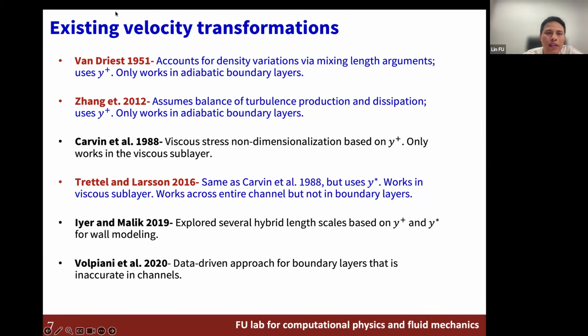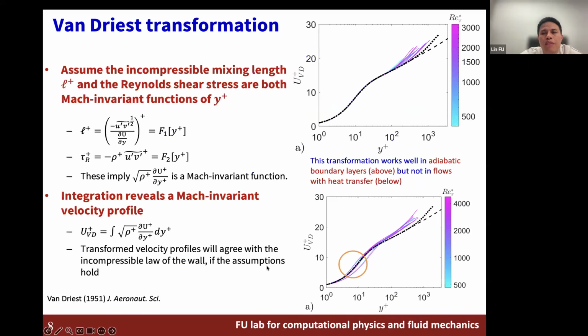So regarding the velocity transformation, we can trace back to Van Driest in 1951, and later there is Zhang's Physical Review Letters paper in 2012, and then we have the famous Trettel-Larsson transformation in 2016. We also have Volpiani in 2020. This is a data-driven approach. So I briefly review some of them to give you some idea.